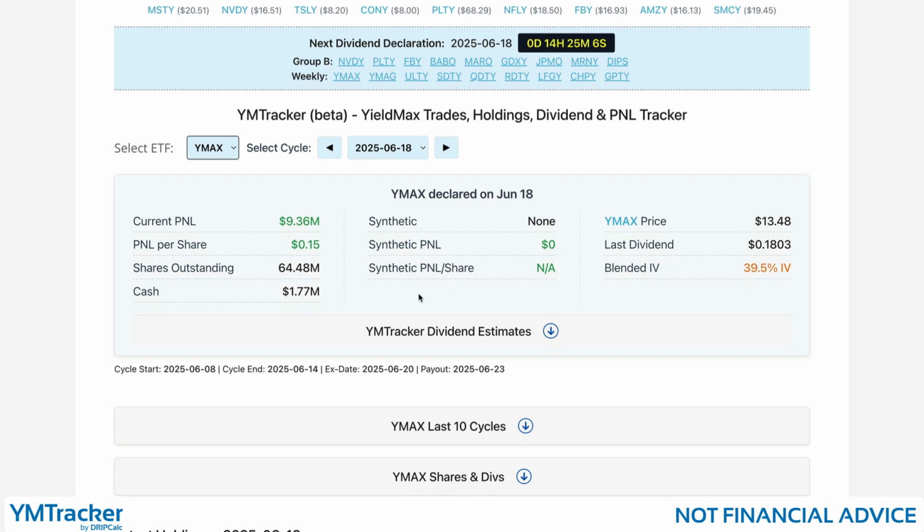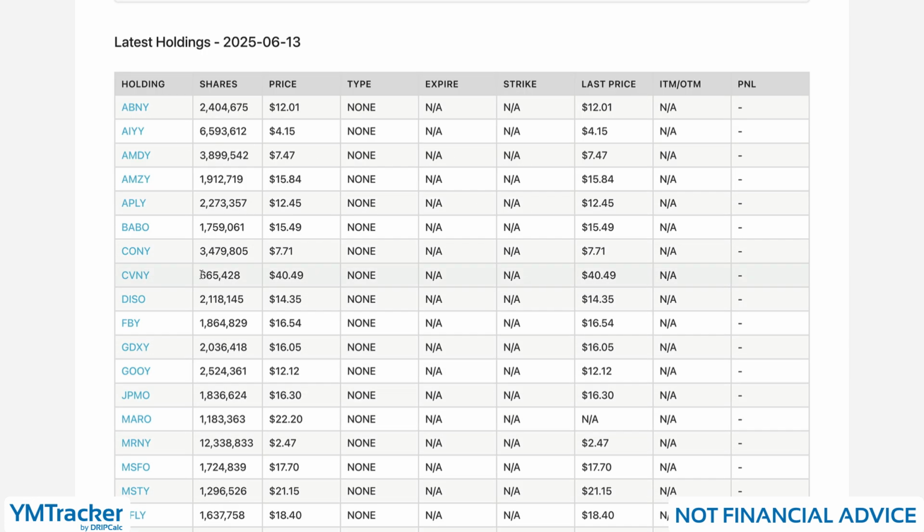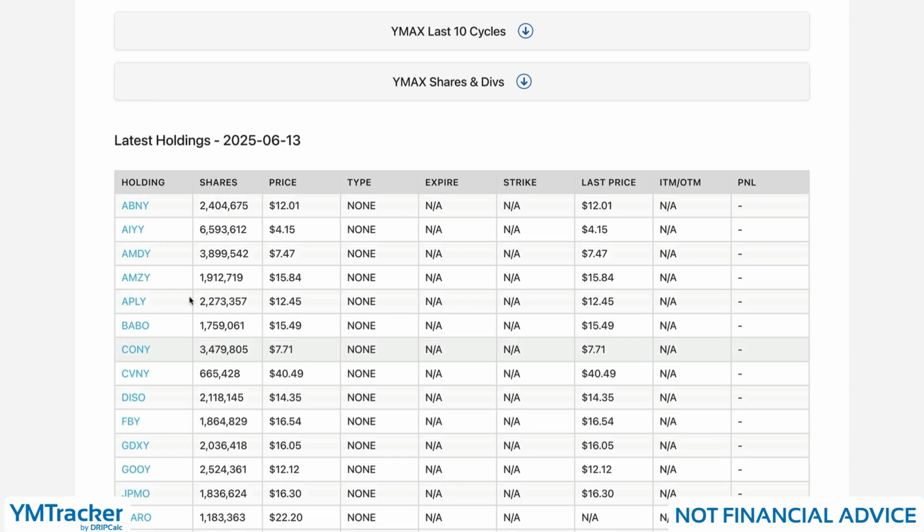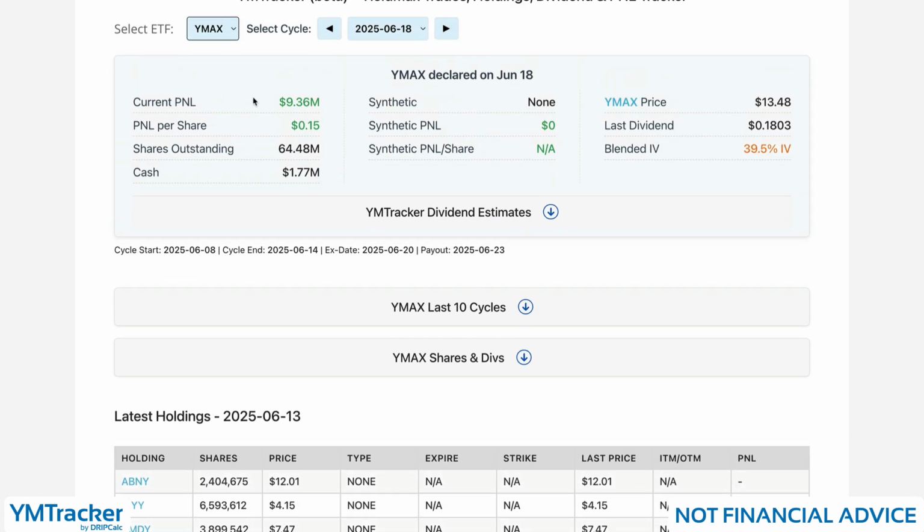Because YMAX just basically holds these funds and collects the dividend and distributes it to the shareholders, they do not have synthetic positions. The underlying funds themselves have the synthetic position, but YMAX and YMAG do not do that. Okay, so the synthetic positions basically say N/A, none, zero, but they still have a PNL, and PNL is basically the dividends they have collected in the previous cycle, and they have PNL per share, number of shares outstanding, and how much cash they have on hand.